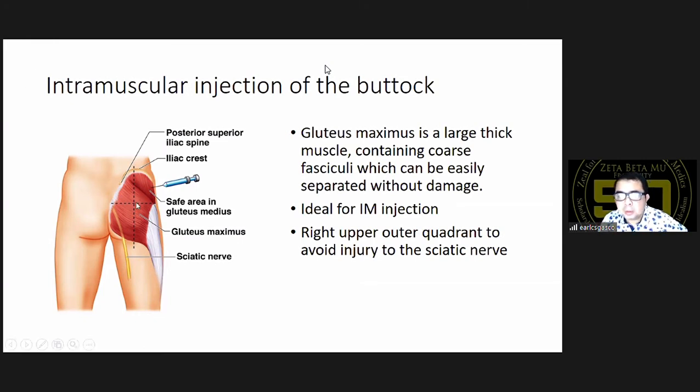However, you are directed to inject at the right upper quadrant. So you divide the buttock into 4 quadrants, then inject in this side near the iliac crest, to avoid injury to the sciatic nerve, which is in the lower inner quadrant. So this is a no-no site. Do not inject in the lower inner quadrant. Tatamaan mo ang sciatic nerve, or you will damage the sciatic nerve. This is a large nerve in this area. Okay, so outer quadrant is a safe area. Lower inner quadrant, no. Okay, sige.